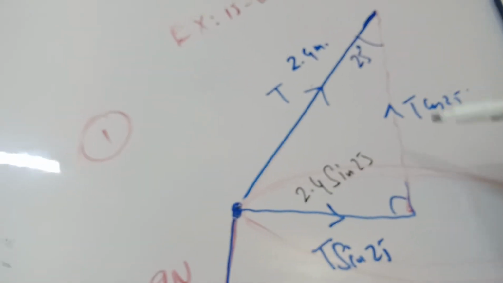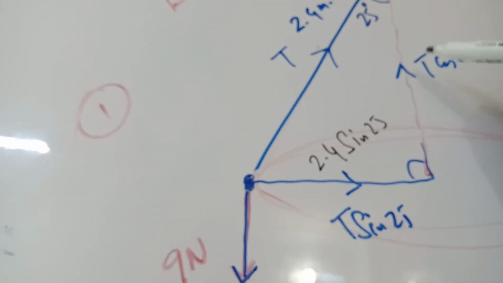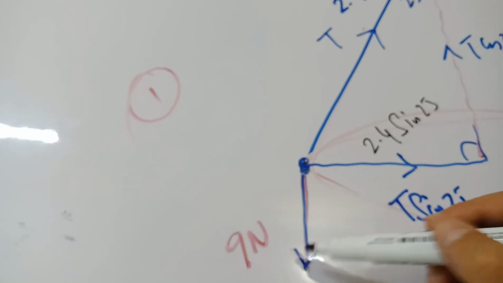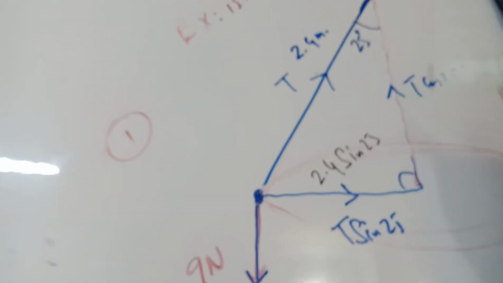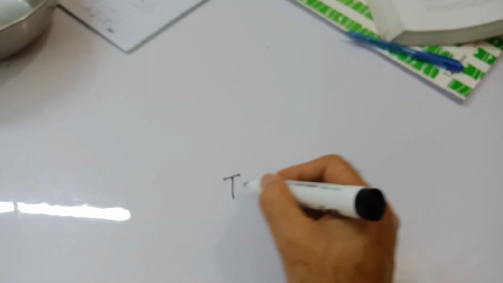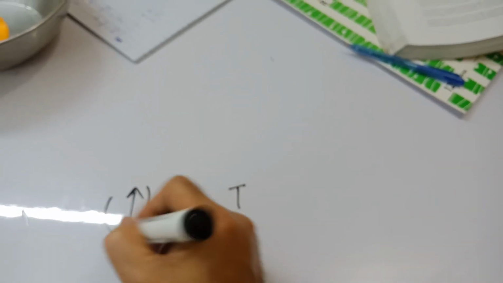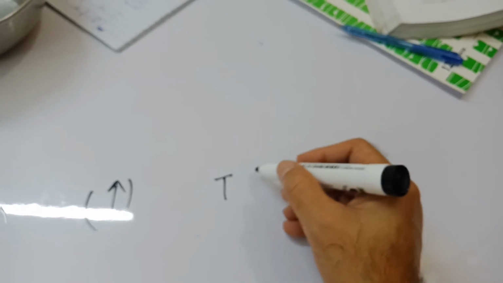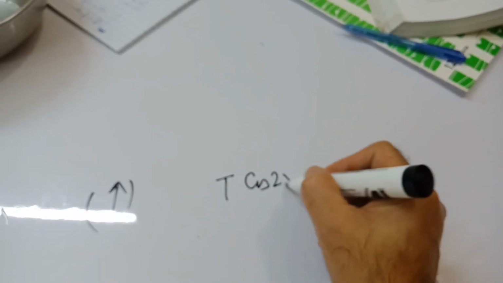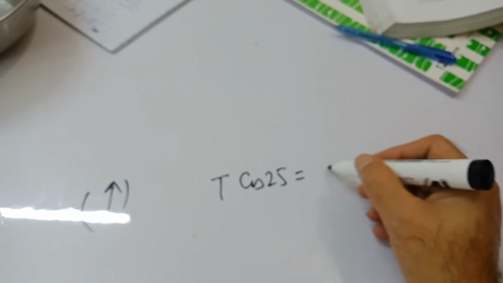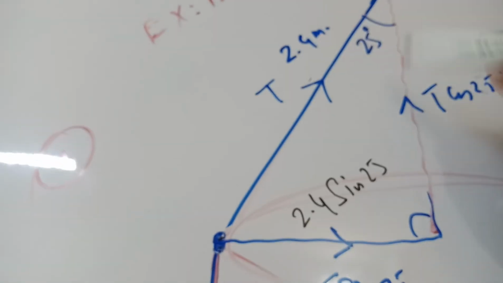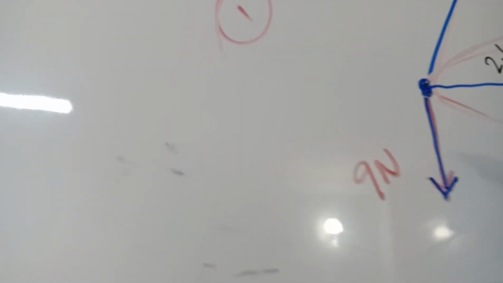So we have to find the speed of this particle which is moving in horizontal circles. Now, T cos 25 is going to be equal to this 9. These are the only two vertical forces over here. So for the vertical components, T cos 25 is equal to 9. This upward component of the tension is equal to the weight.